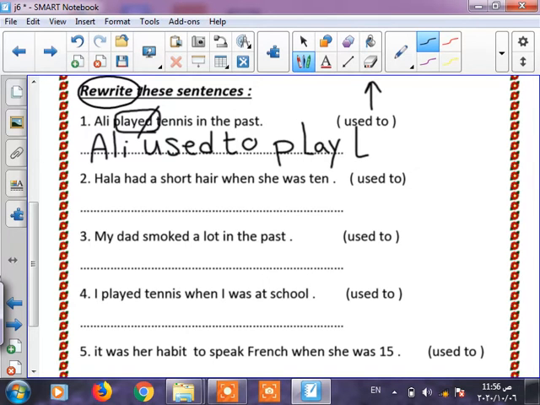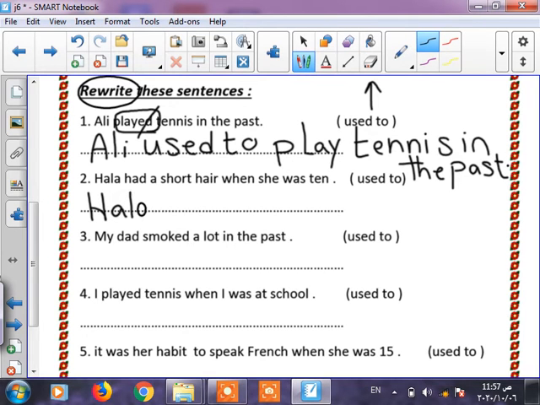Look at example number 4. I played tennis when I was at school. I need you to use used to. How can we use it inside the sentence? So I write I, and after that I write used to. I used to what? Play it? No, I used to play, because after used to comes the verb infinitive. I used to play tennis when I was at school.